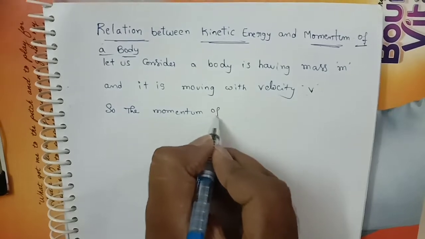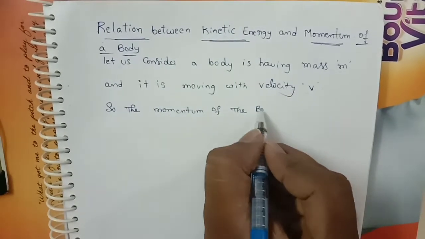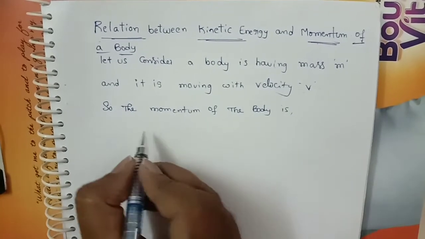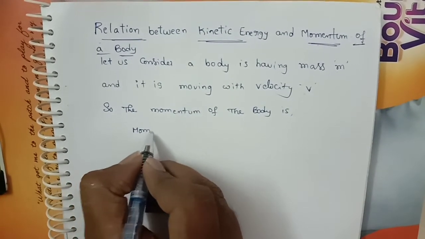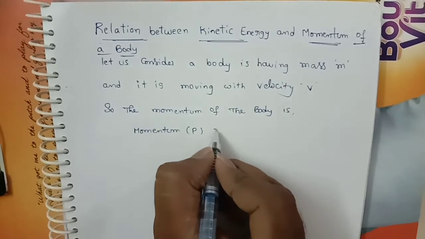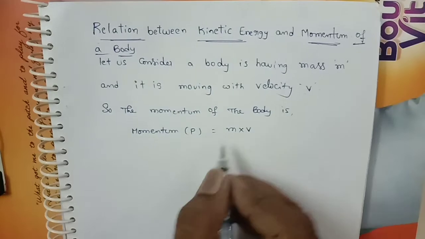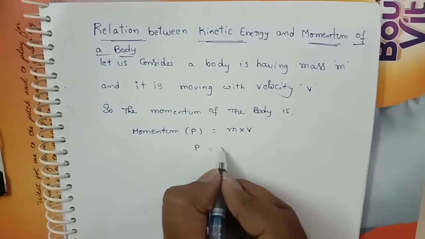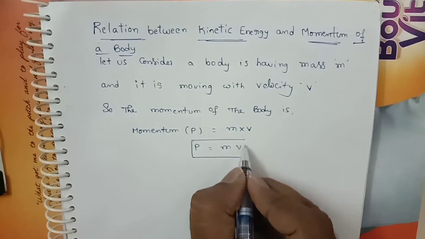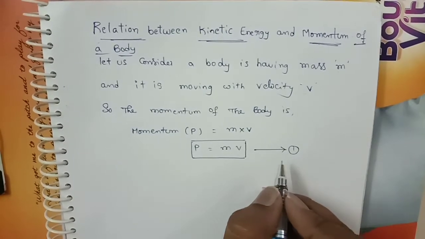We know the momentum is defined as the product of mass and velocity of that body, and it is denoted by the letter small p. So by using that formula, momentum is equal to mass into velocity. I am writing the formula: momentum p is equal to m into v. I make this equation number 1. So p equals mv is our equation number 1.